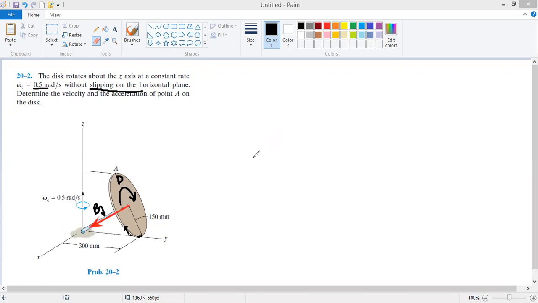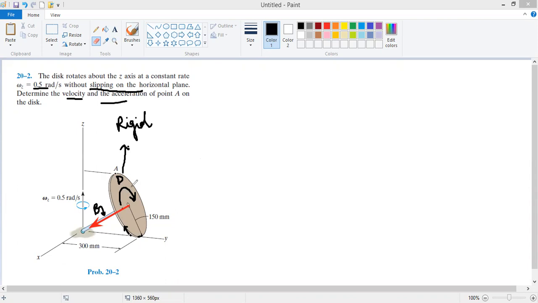Let's now represent it as a rigid body in two frames. Let's take our disk as a rigid body whose motion we are trying to understand, because we have to find the velocity and acceleration of point A of the disk. So the disk is the rigid body for us.